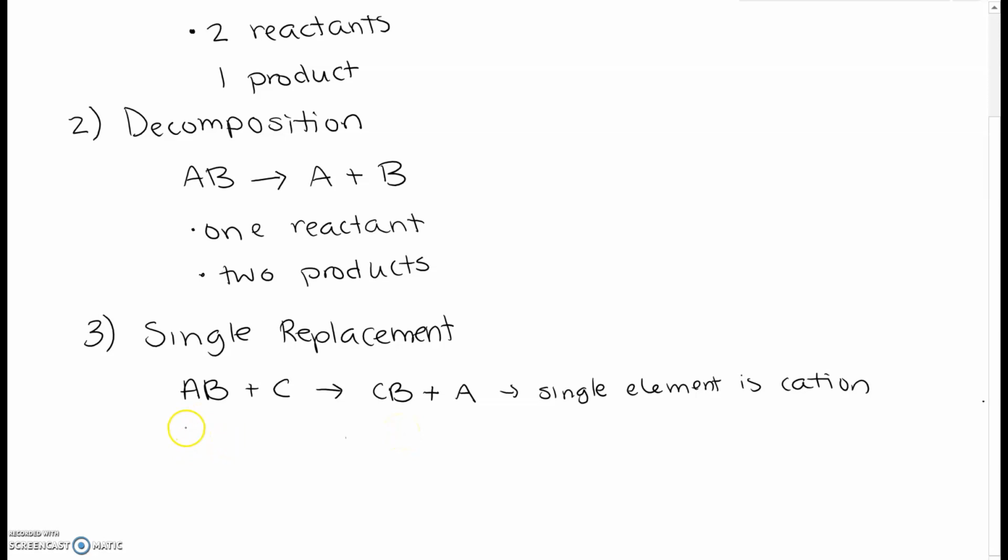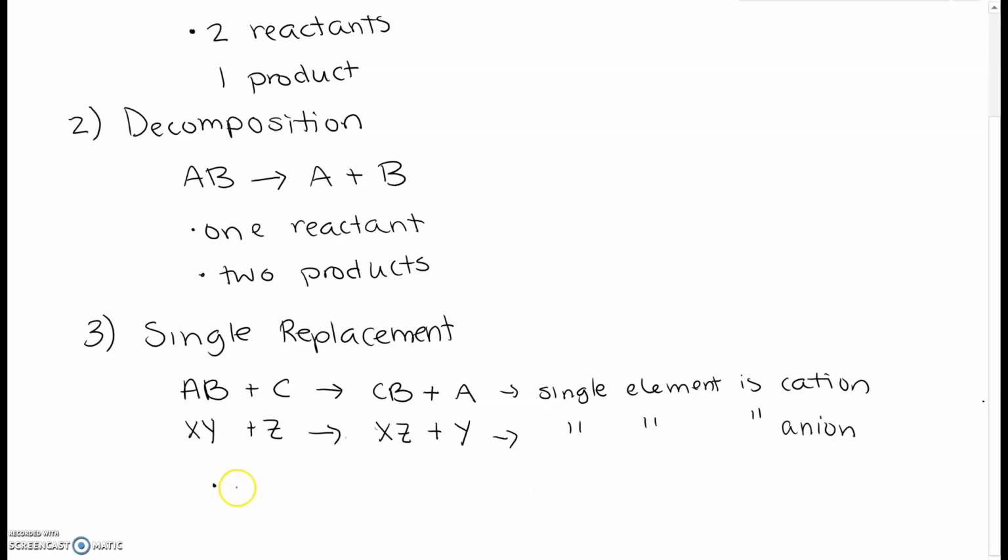But if the single element's an anion, so if we have XY plus Z, for example, you're going to notice that your new compound is going to be XZ plus Y. Again, that's if your single element is an anion. Because the single element is going to replace or kick out the element in the compound that it's most similar to.